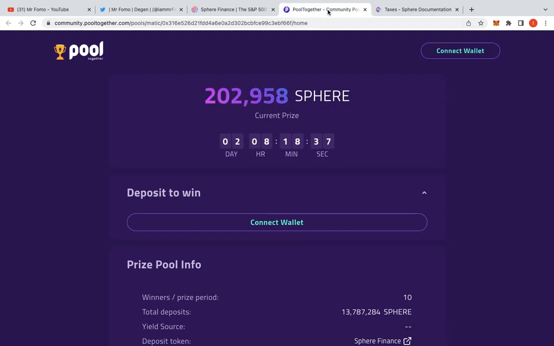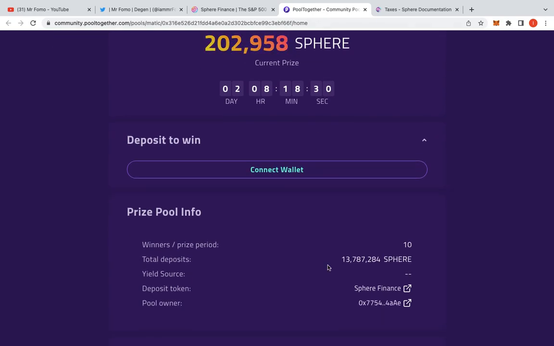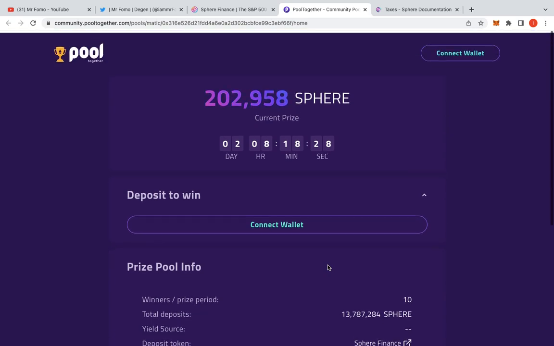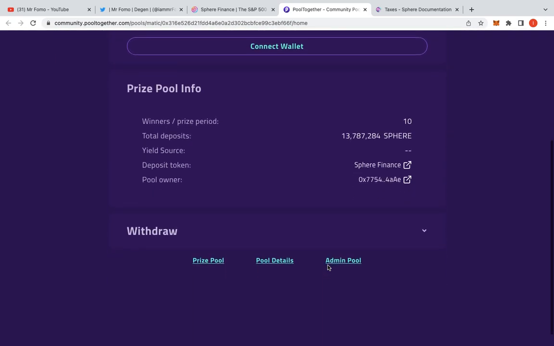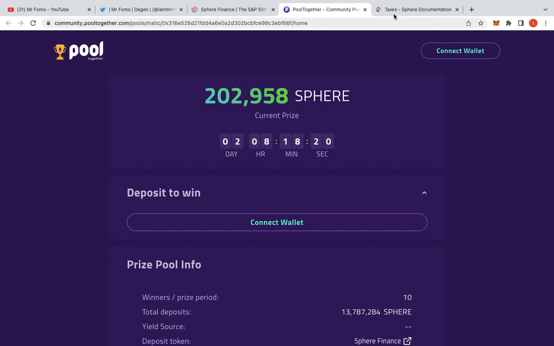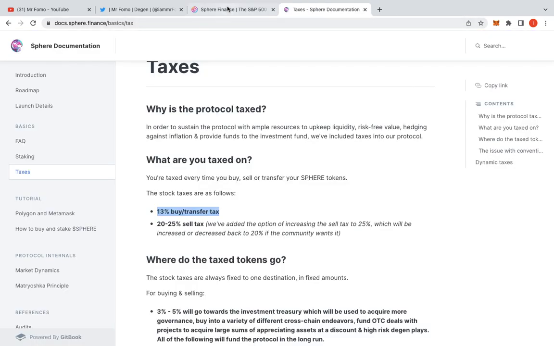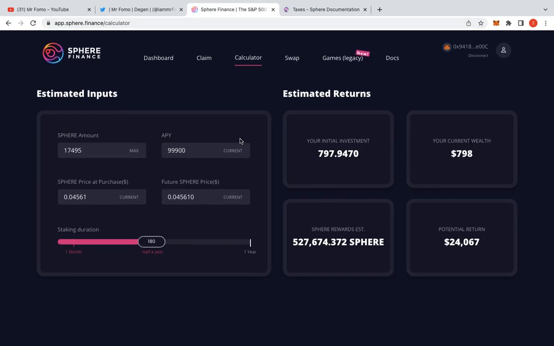All right. So there's 202,000 Sphere. Connect your wallet. Deposit to win. Prize period. Oh, okay. So it's like a lottery. Yeah. You're in the lottery. You get lucky. You win. Well, good luck, guys. I'm not going to jump into that. It's not my way of playing, yeah? I'm pretty happy over here and what's happening over here.